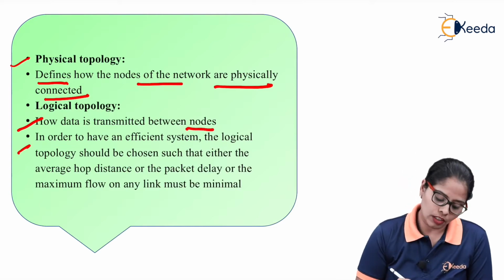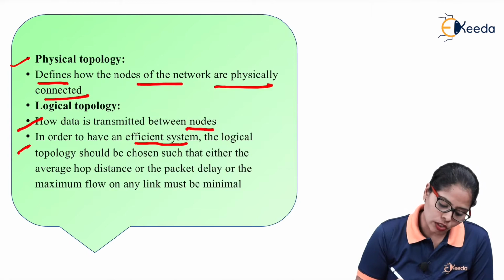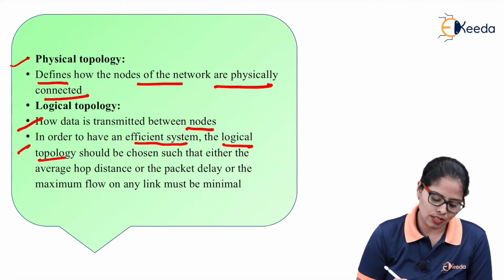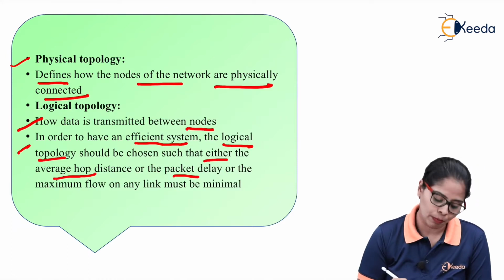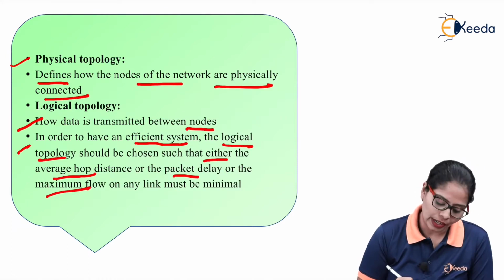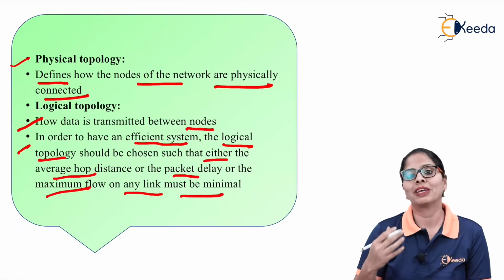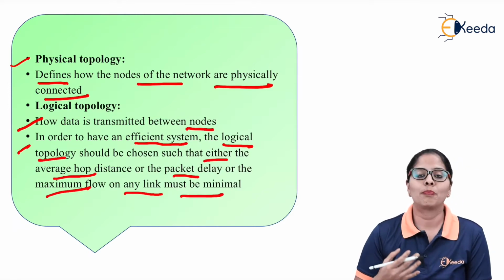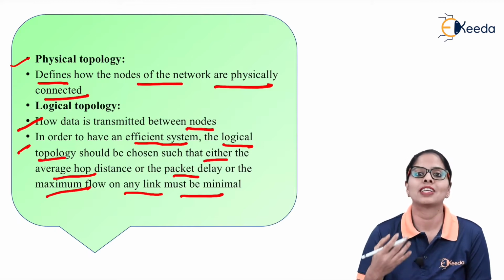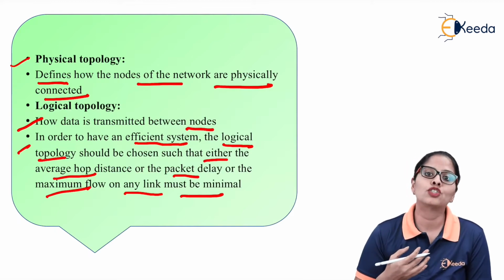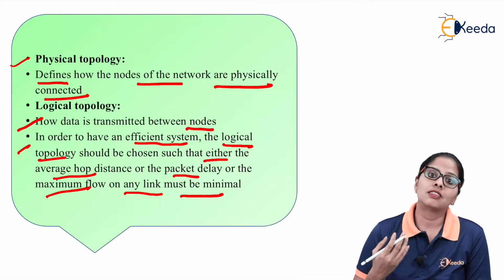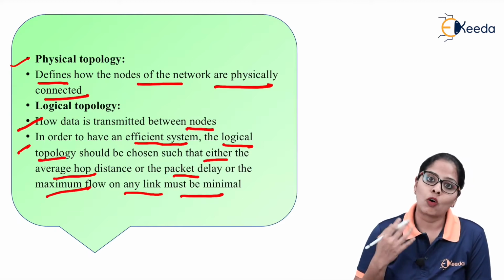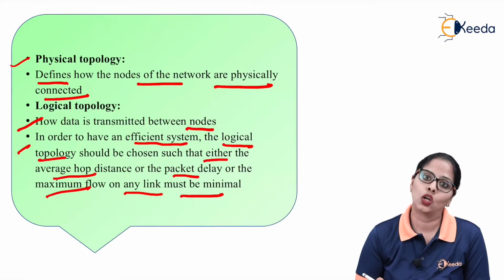In order to have an efficient system, the logical topology should be chosen such that either the average hop distance, the packet delay, or the maximum flow on any link is minimal. So basically here we are more focused on data transmission. What we expect between the two devices is a minimum hop count, and also we are concerned about less packet loss. We also care about packet delivery. All this we consider in the logical topology.